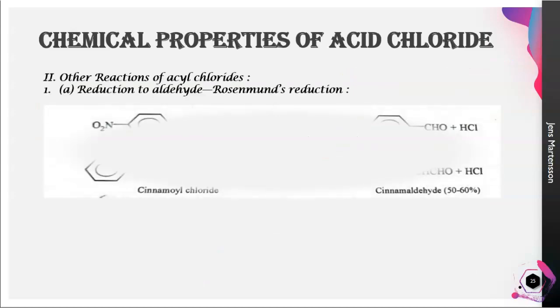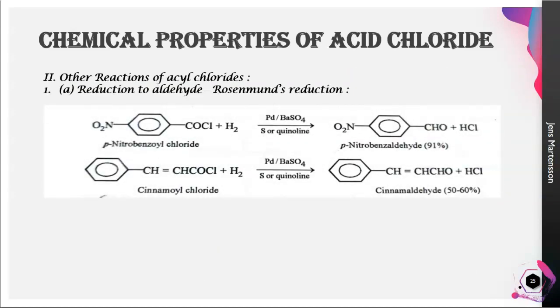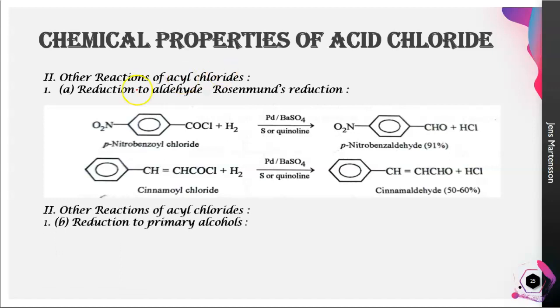Okay, proceeding further in the same case, you can see the reduction of aldehyde, Rosenmund reduction. The example related to the same: over here you can see para-nitrobenzoyl chloride reacting with hydrogen in the presence of palladium, barium sulfate and sulfur or quinoline acting as a catalyst, and it gets reduced to para-nitrobenzaldehyde, and HCl is released as a side product.